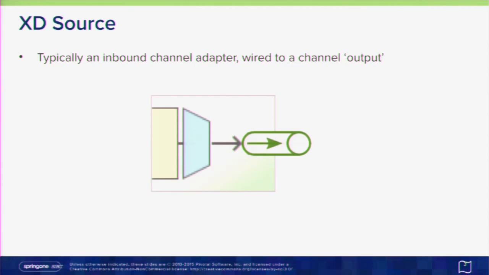Within XD, we have a number of components, and as I said, each one is really a very overused term, microservice, but each component within a stream within XD is a small, typically small Spring Integration application context, and XD itself wires these components together. And there are three types of components. There is a source, which is typically an inbound channel adapter of some kind, maybe FTP or HTTP, and a single channel, which is an output channel. So it's typically an inbound channel adapter and a channel called output.